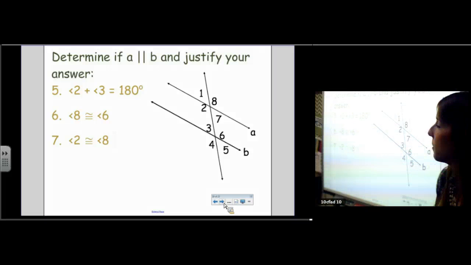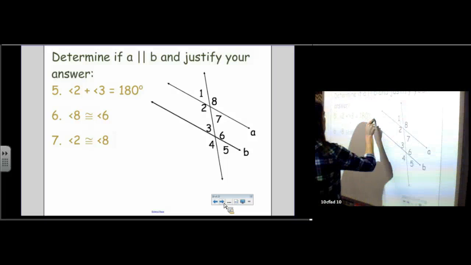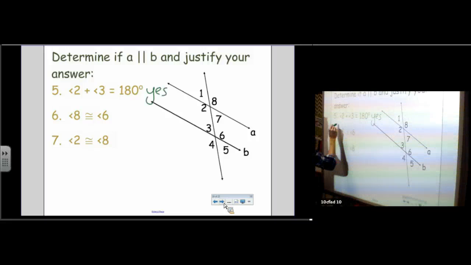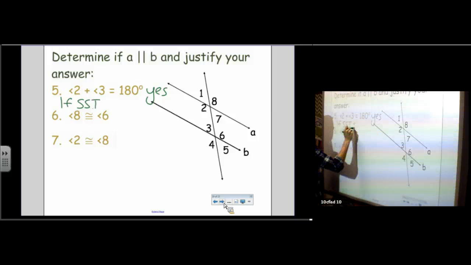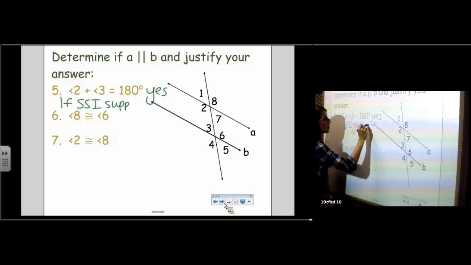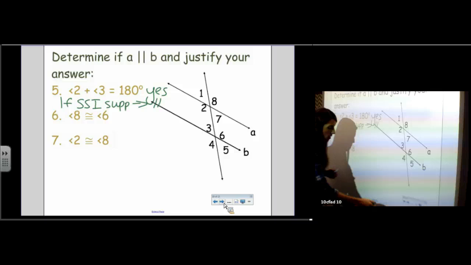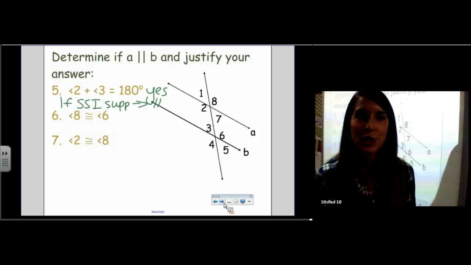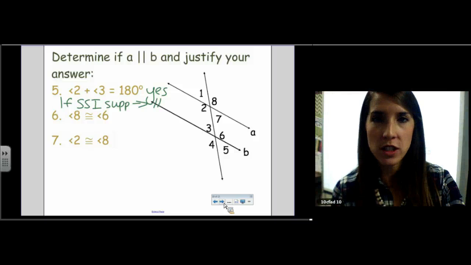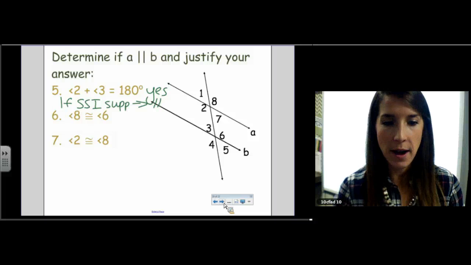Angle 3 are supplementary. Does that make A parallel to B? Yes. And the reason is if same side interior angles are supplementary, then our lines are parallel. Same side interior starts with an S, and they are doing what they're supposed to be doing. They're supplementary. That's why our answer is yes.